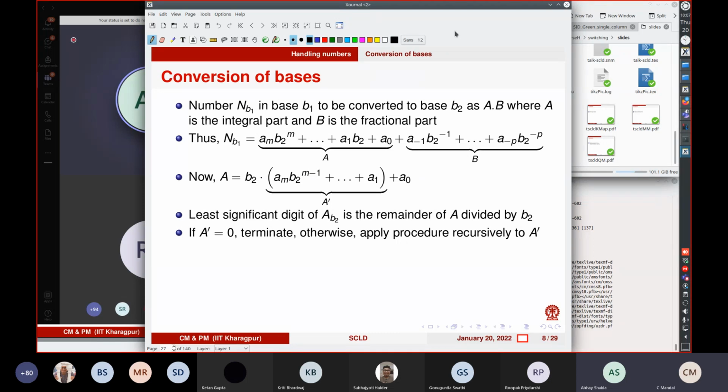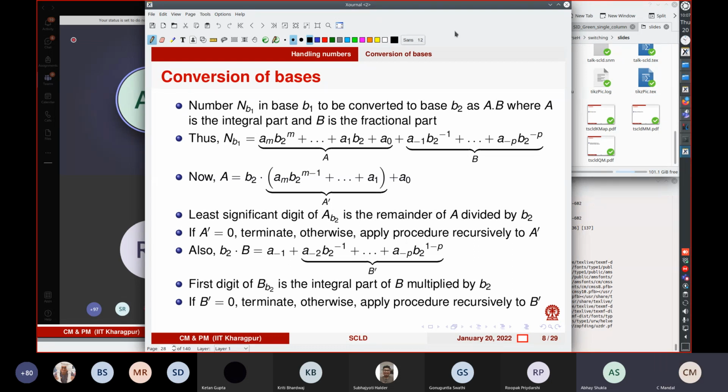That A dash part is a quotient actually. So if that turns out to be 0, then you are done. Otherwise, you carry on in the same way. You again take the remainder and get the next significant digit and so on. So that is the integer part.